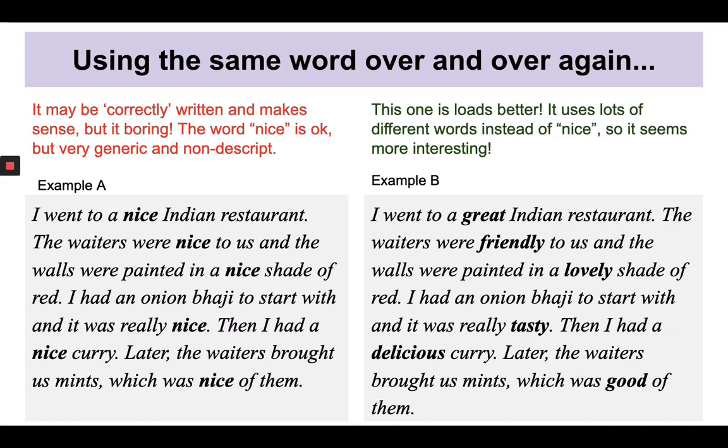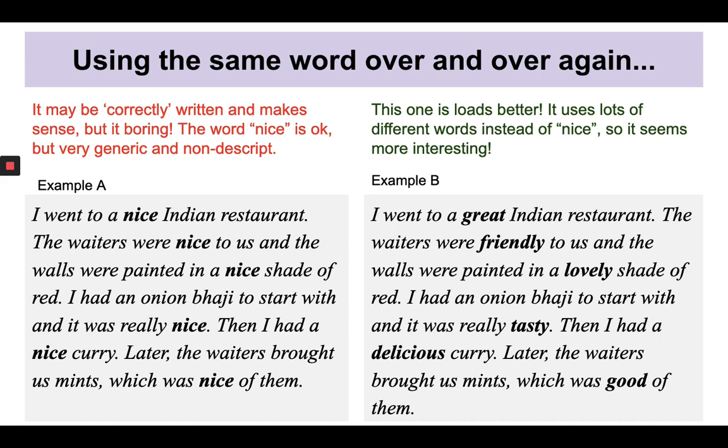Except example A is correctly written, but it's very dull, very boring. The word nice is very generic. It's okay, but it doesn't really tell us a lot about the restaurant or the experience that this person had there. So it was a nice restaurant, the people were nice, the paint was nice, the food was nice, the waiters were nice. It's a very flexible word, but it's not very specific.